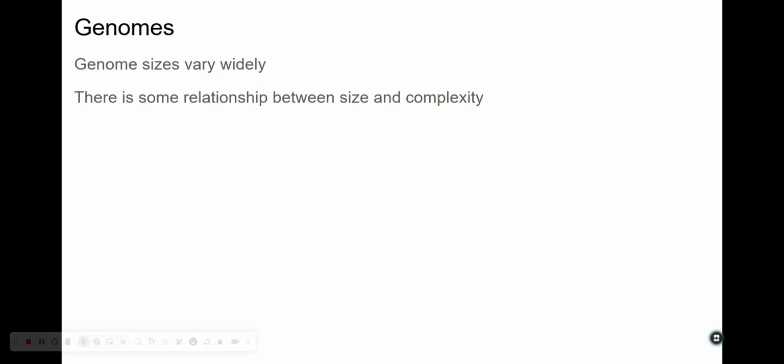Genomes. Genomes are all of the genetic information of an organism. It's all the genes, and the sizes vary widely. There is some relationship between size and complexity of an organism. On average, it goes off, but it is not a one-to-one or a perfect relationship. There are some complex organisms that have relatively small genome sizes, and also some really complex organisms with not that large of a genome. But for the most part, there is some increase in size and complexity.